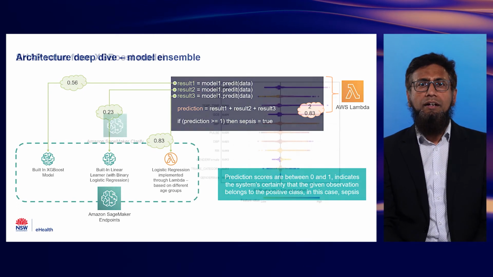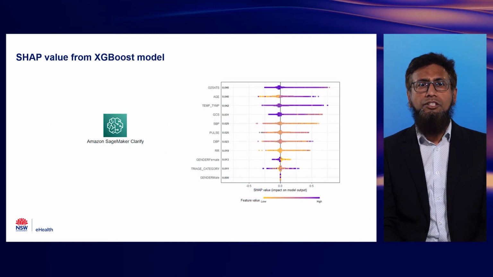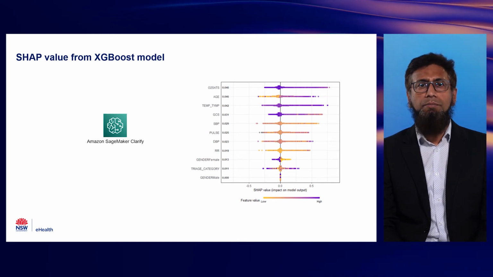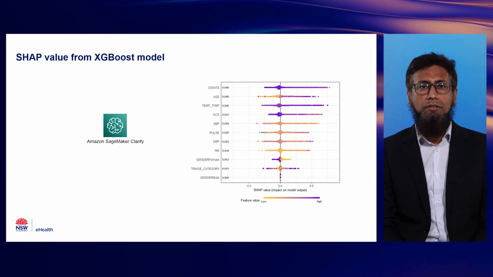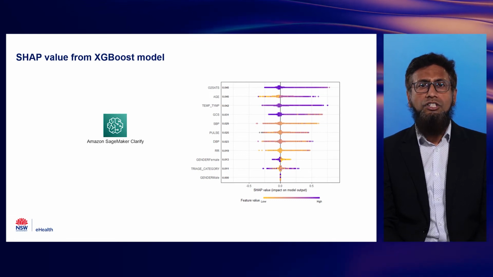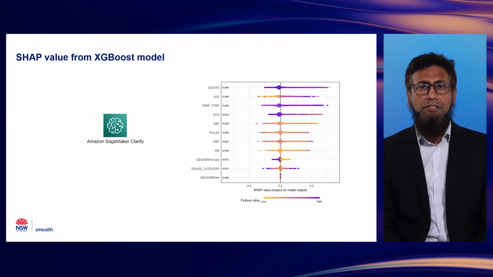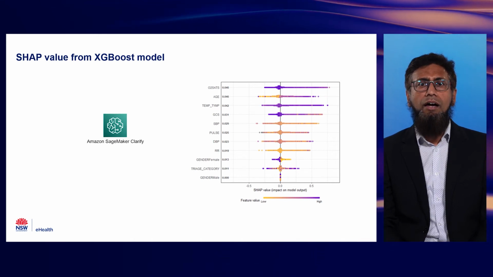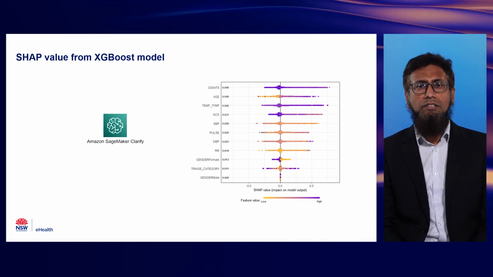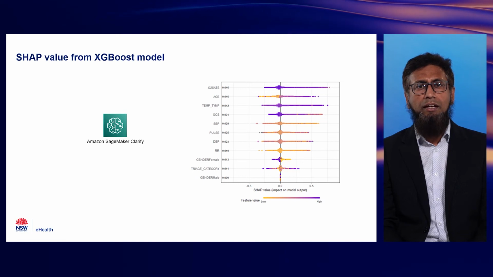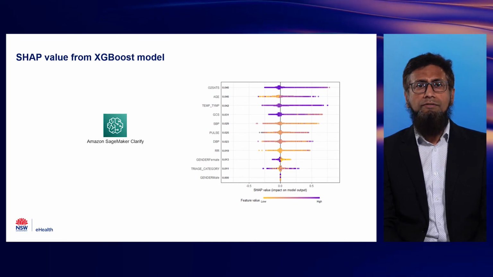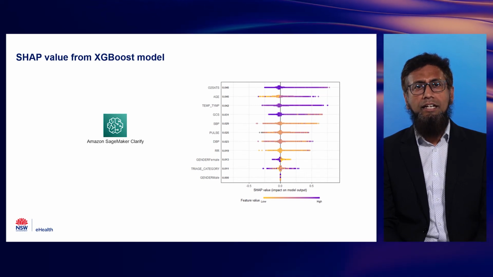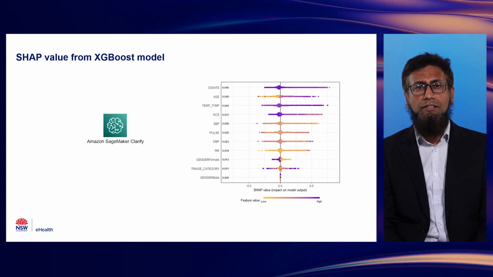We have used SageMaker Clarify to explain the XGBoost model. In this slide, the SHAP values are displayed for the XGBoost model. SHAP stands for Shapley Additive Explanations and is used for machine learning explainability. SHAP values are used to understand what decisions the model is making and why. The positive values contribute to the increase in final probability and negative values contribute to decrease it.